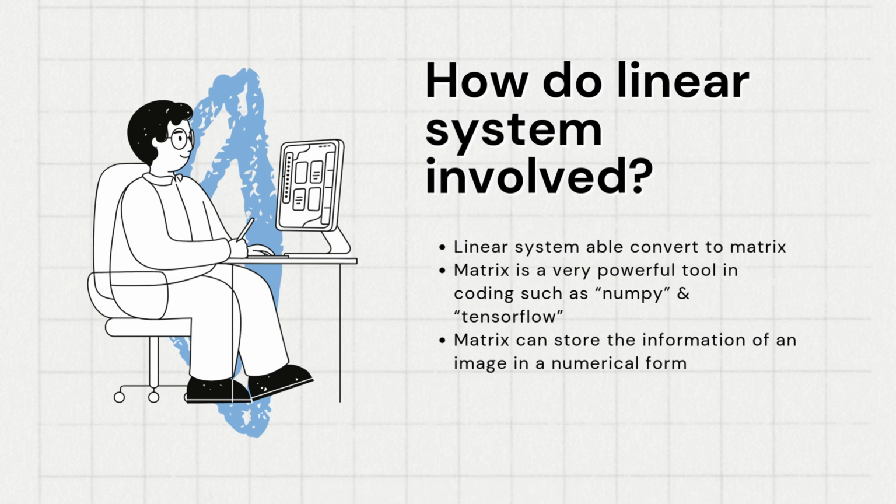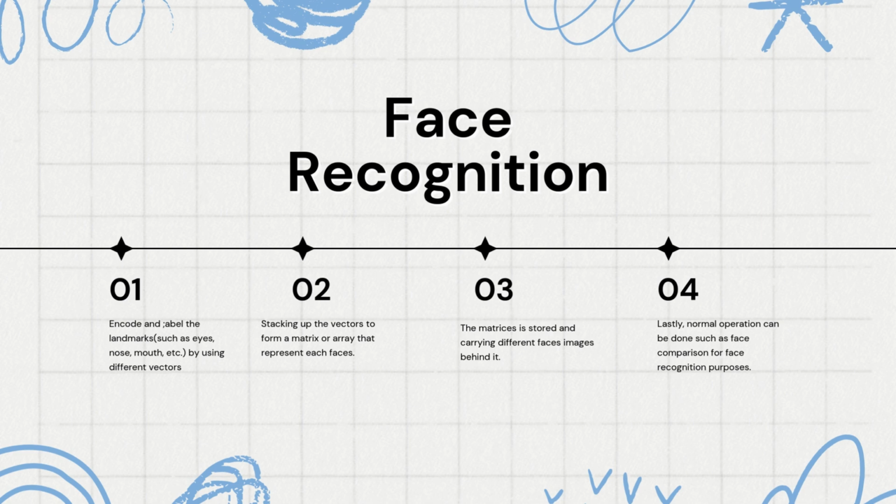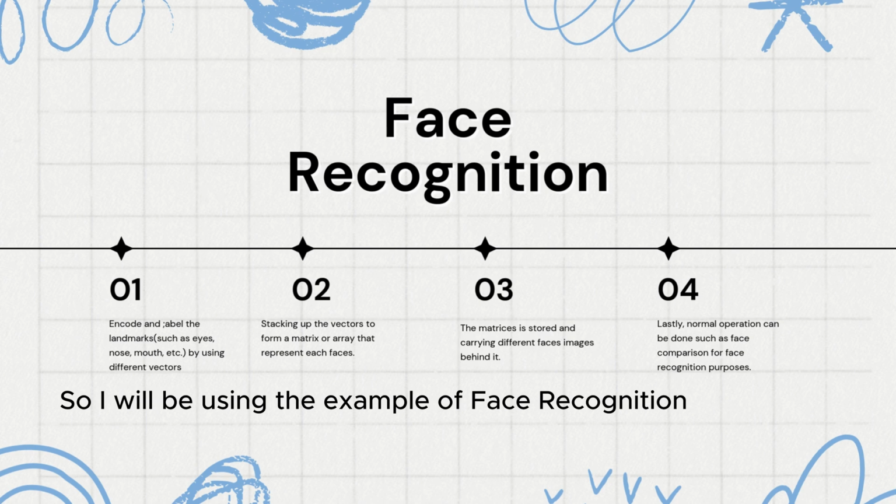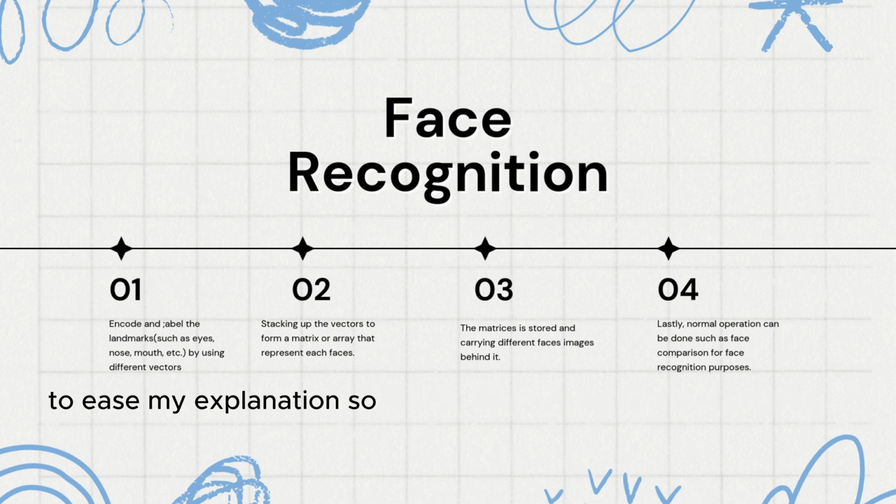Maybe up to this point, it is still a bit vague for you, but let's dive into more detail, and I will show you the direct relation between linear algebra and computer vision. So I'll be using the example of face recognition technology to ease my explanation so you can have a better understanding of it. You might be asking why we choose to use linear systems to manage our videos or photos rather than any other ways. Well, the reason is very simple.